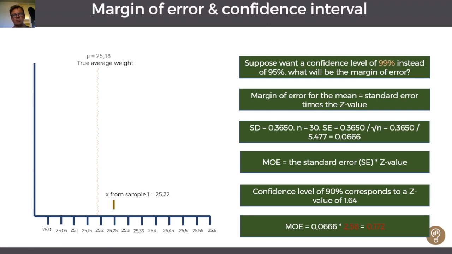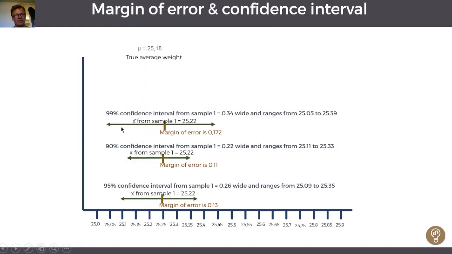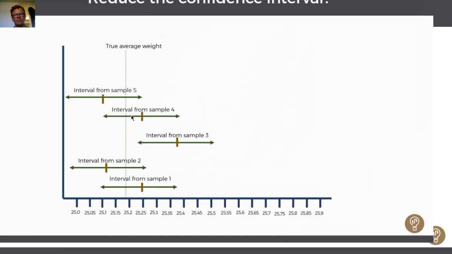What will happen when you want a confidence interval of 99%? Well, it will lead to an increase of the z-value you will have to use. So the margin of error will be larger. And you can see that over here with a 99% confidence interval. The margin of error is 0.17 when you calculate it instead of 0.13 or 0.11. And the interval is wider. So you're more sure you will catch the true average of the population within this interval. You will catch it 99 out of 100 times.